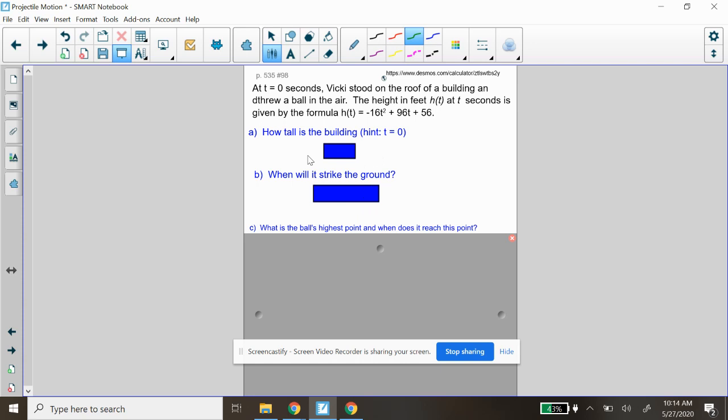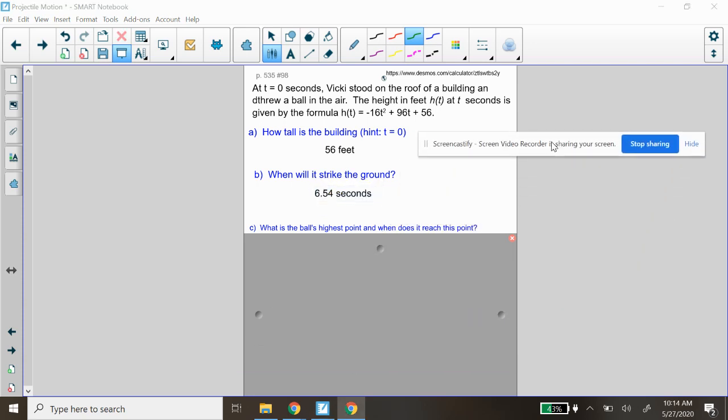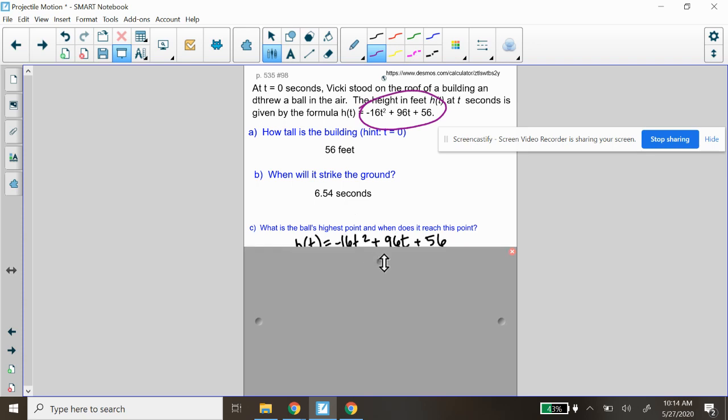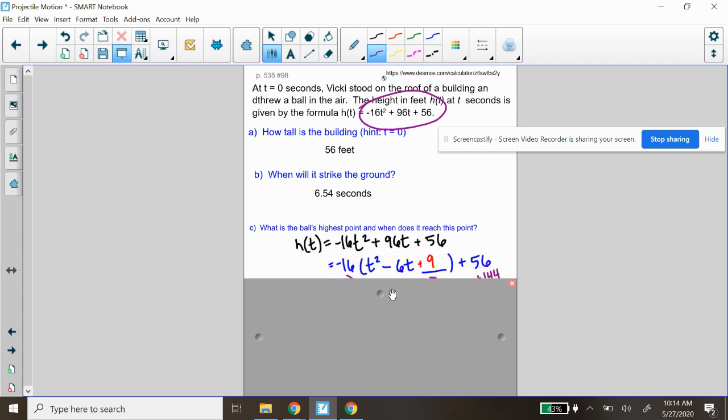All right, you're back. So how tall is the building? The building is 56 feet tall. When will the ball strike the ground? In about 6.54 seconds. And now we're going to look at what is the ball's highest point. So again, we are trying to take this equation here and turn it into our vertex form. So I'm factoring out that negative 16. As a result, I end up with t squared minus 6t, and I need to complete the square.